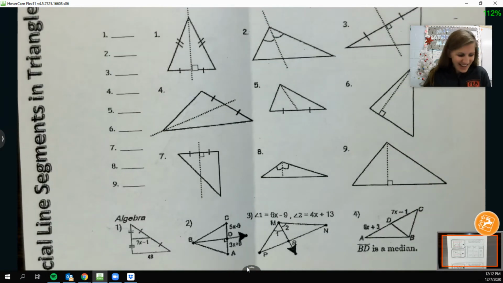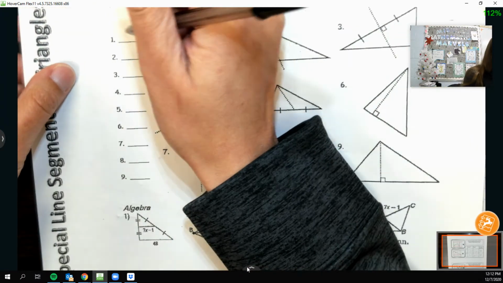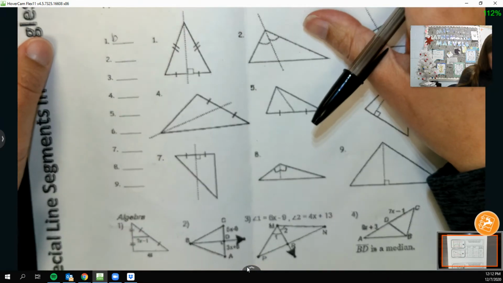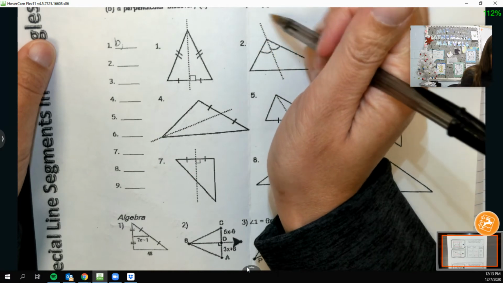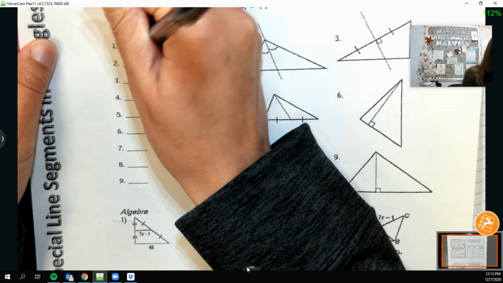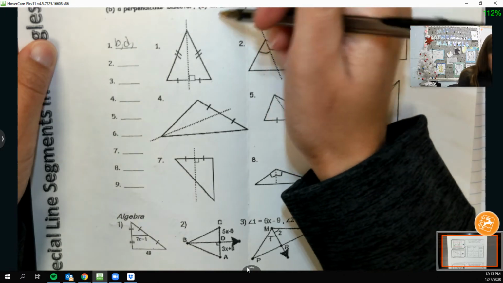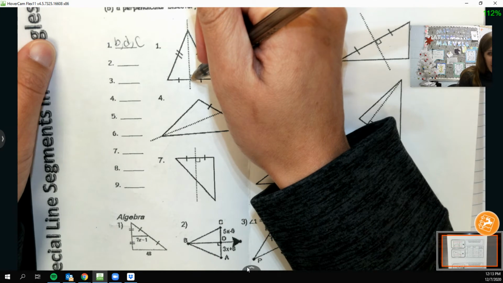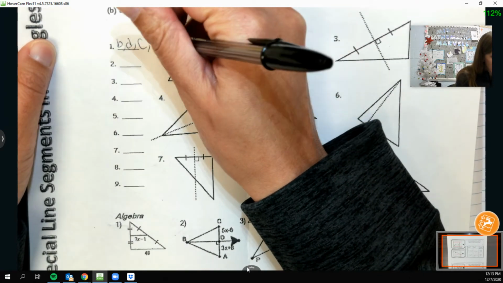Okay. So number 1, I can tell is a perpendicular bisector because perpendicular bisector. It's also a median because it's connecting midpoint to angle. It's also an altitude because from the angle I drop down perpendicularly. And if it's all 3 of those, then it's also going to be an angle bisector.